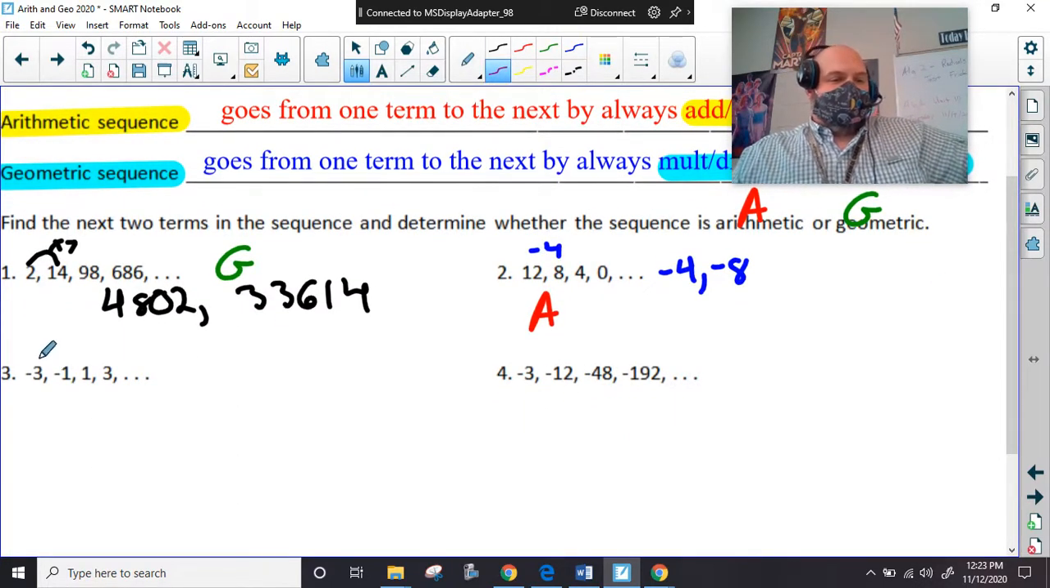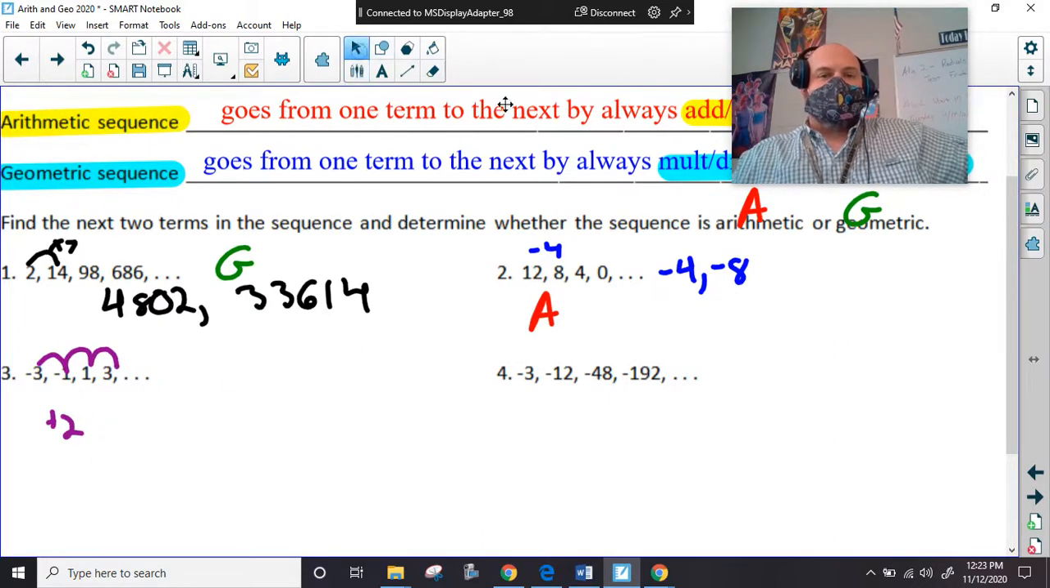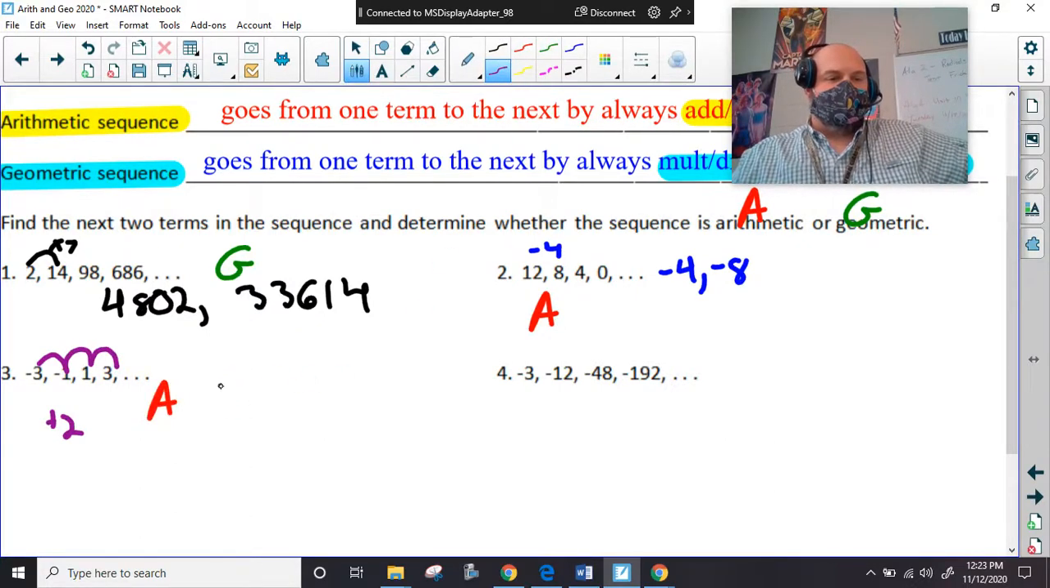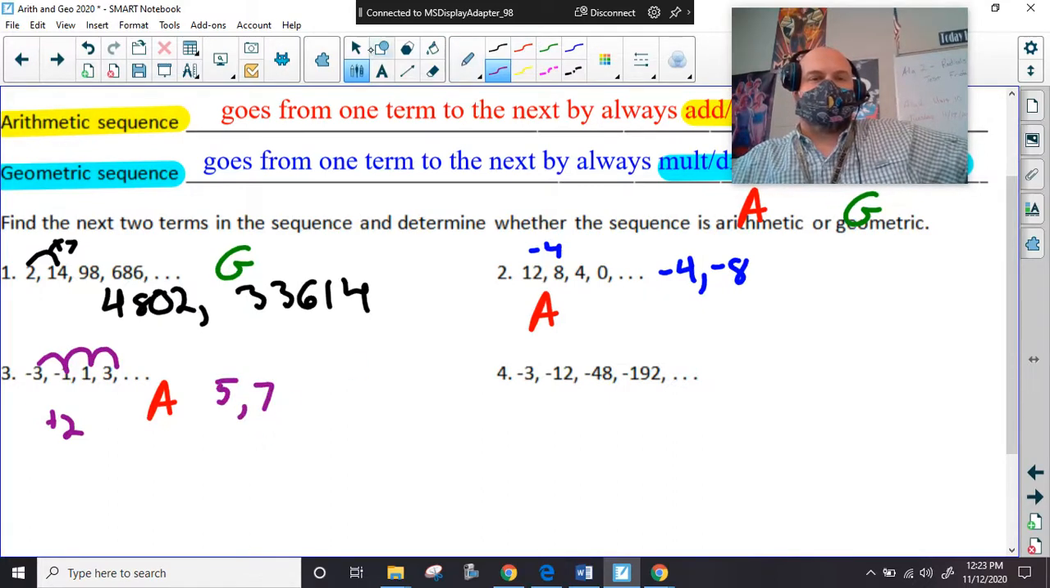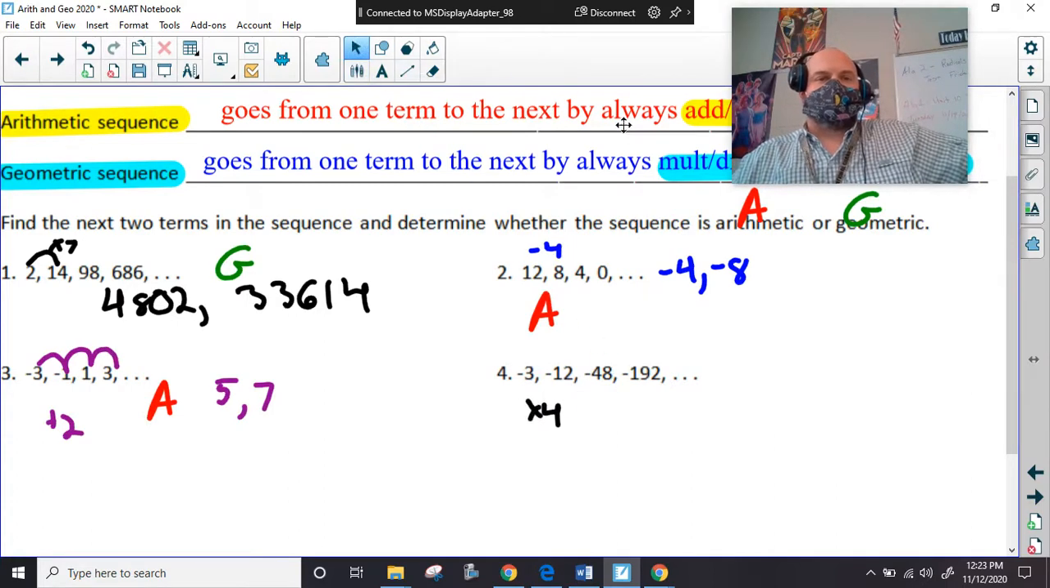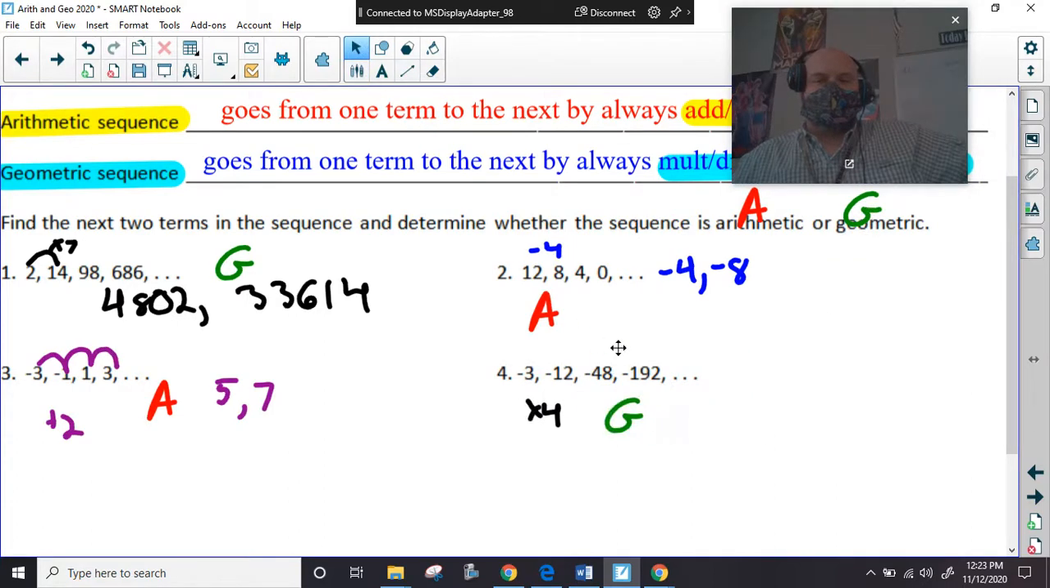Let's see. We go from -3 to -1 to 1 to 3. Looks like we're adding by 2. Adding means this is arithmetic, so my next two terms are 5 and 7. And this one right here looks like we're multiplying by 4, so this is geometric.